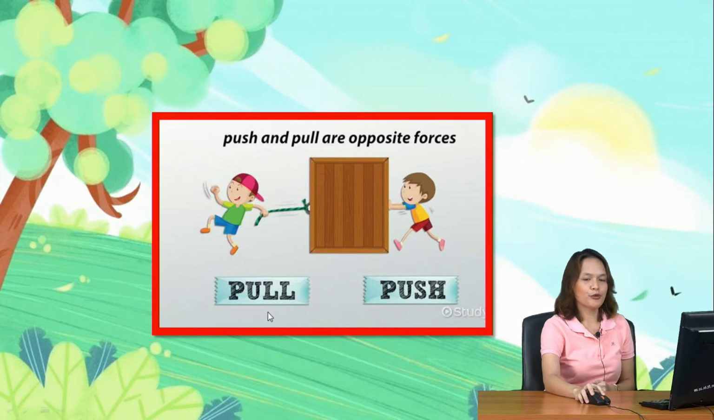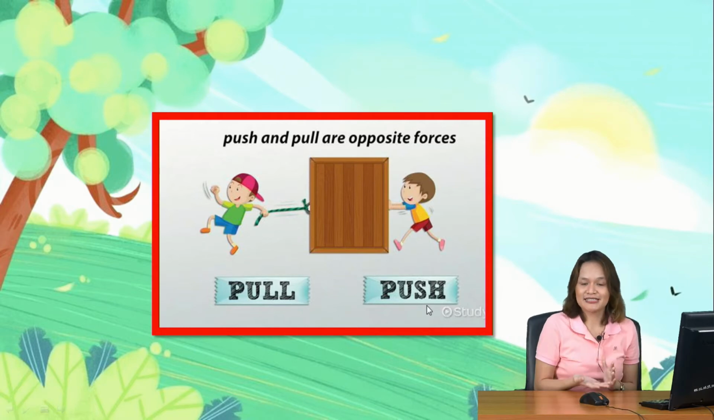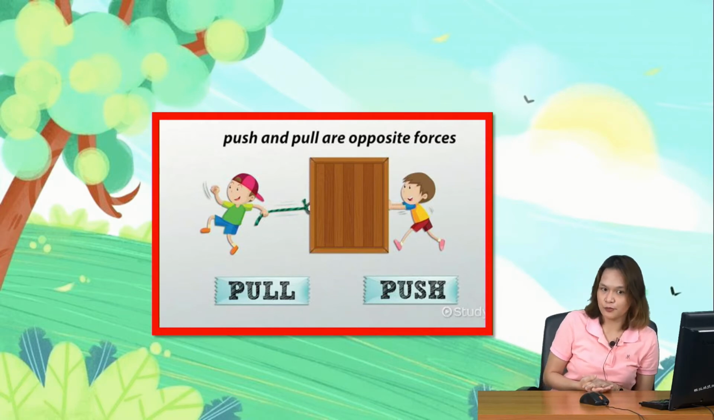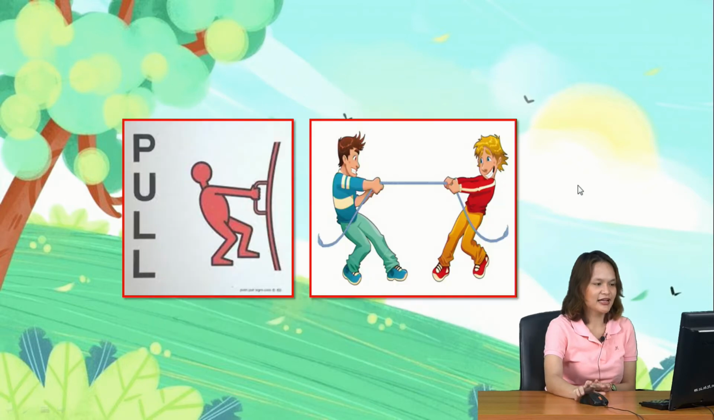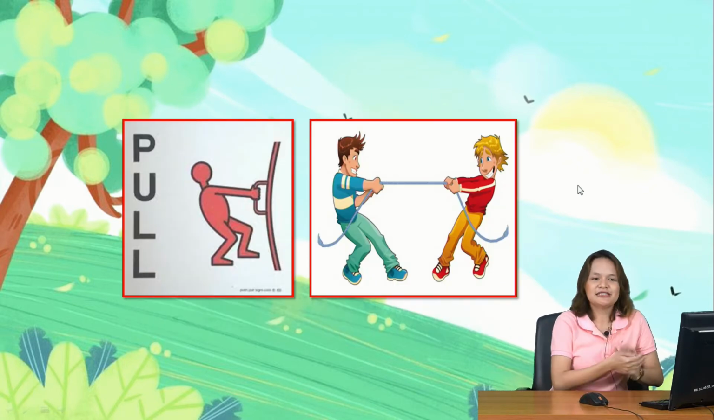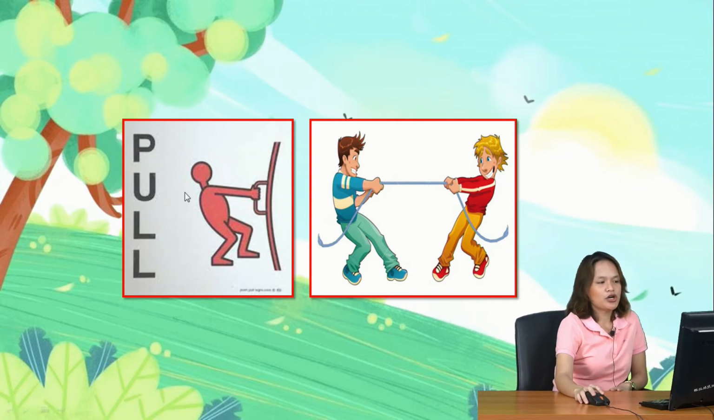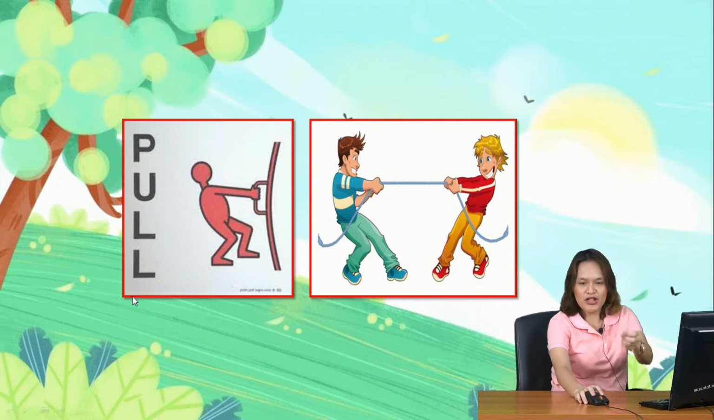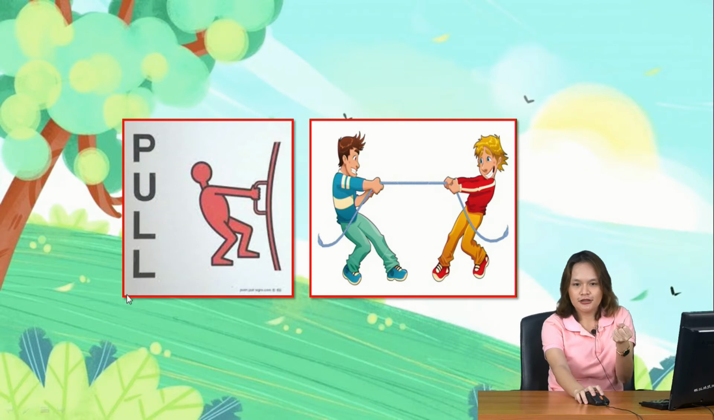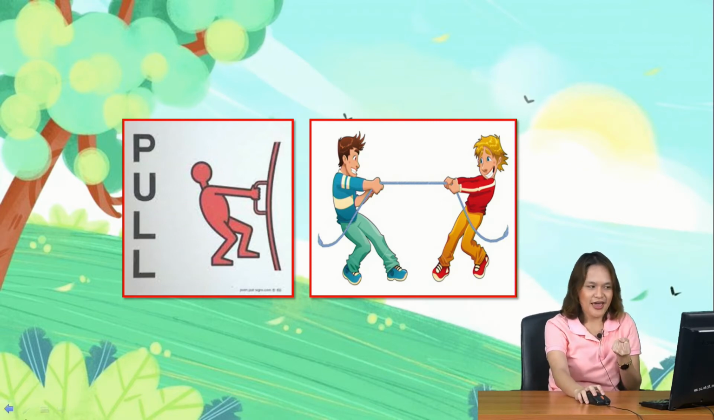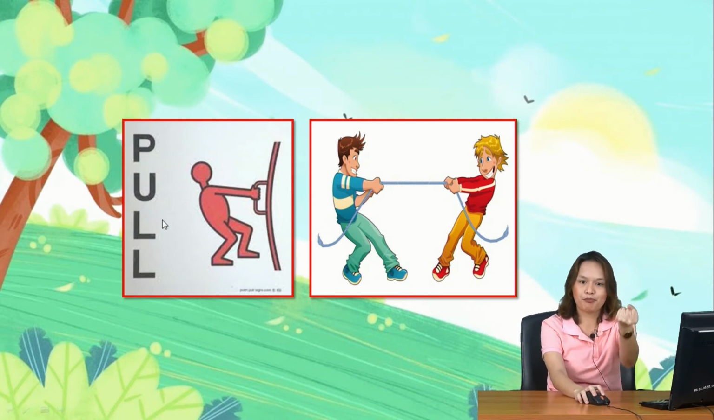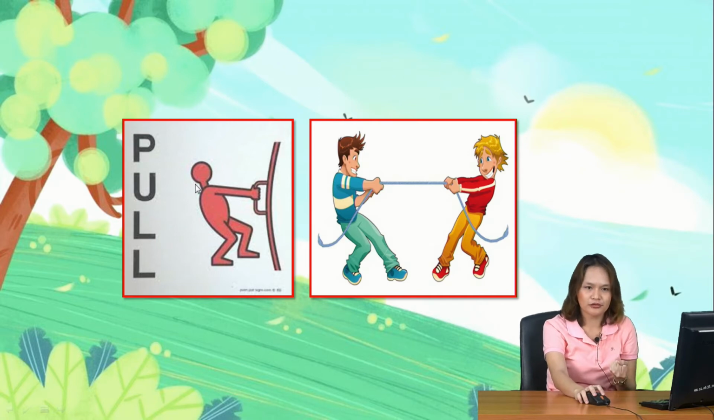Pull and push. One more time, pull and push. So that is the difference between the two. Take a look at this picture. It is still an example of pull. When you pull the doorknob of the door, it's called pull.